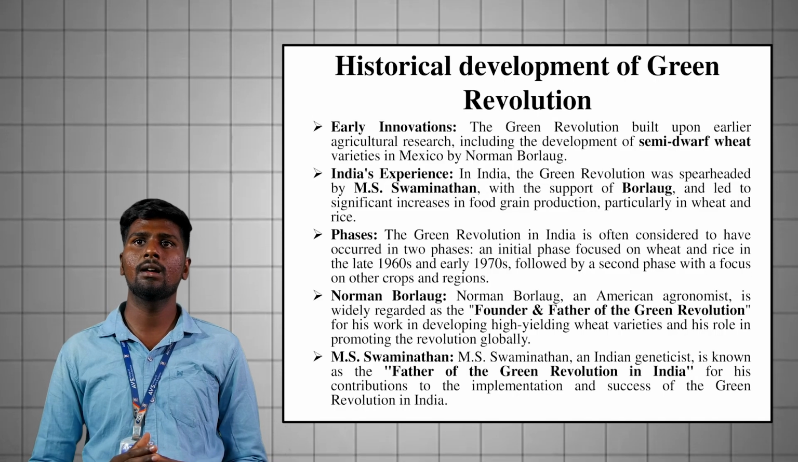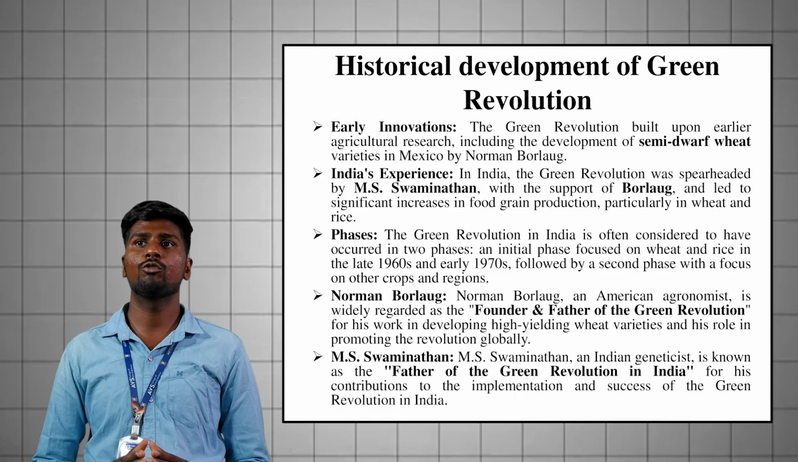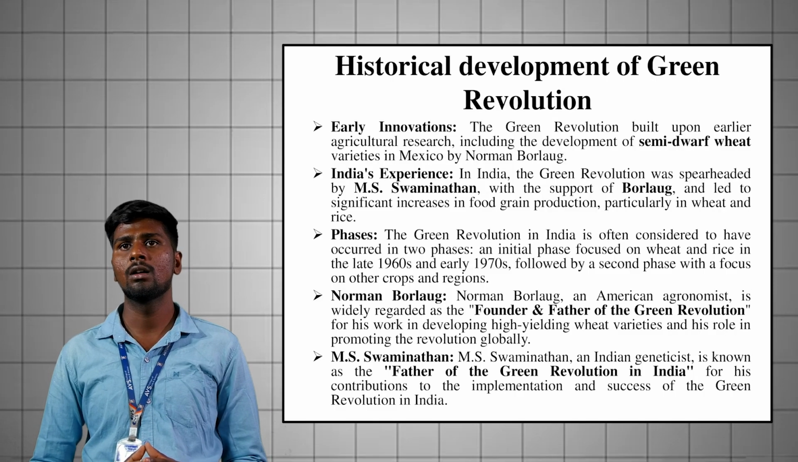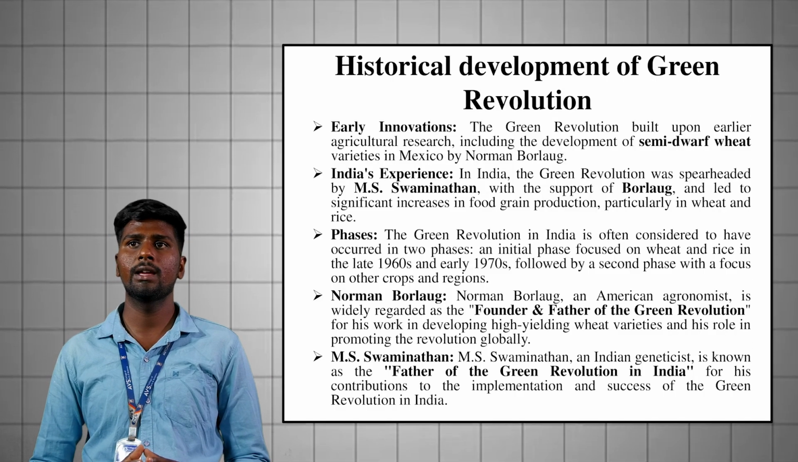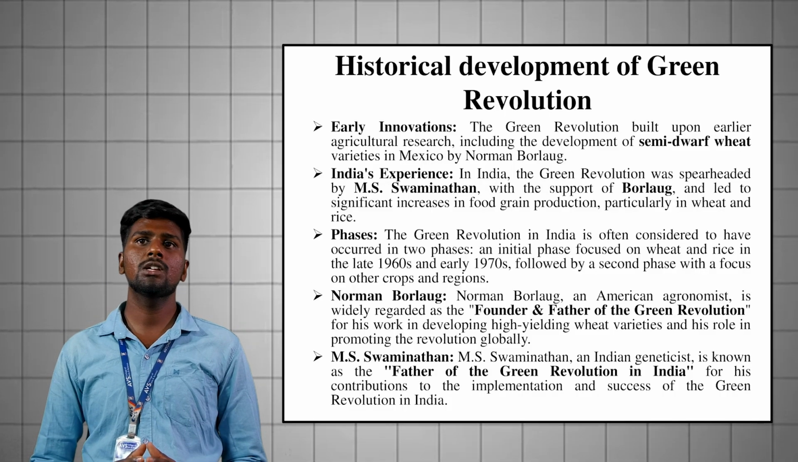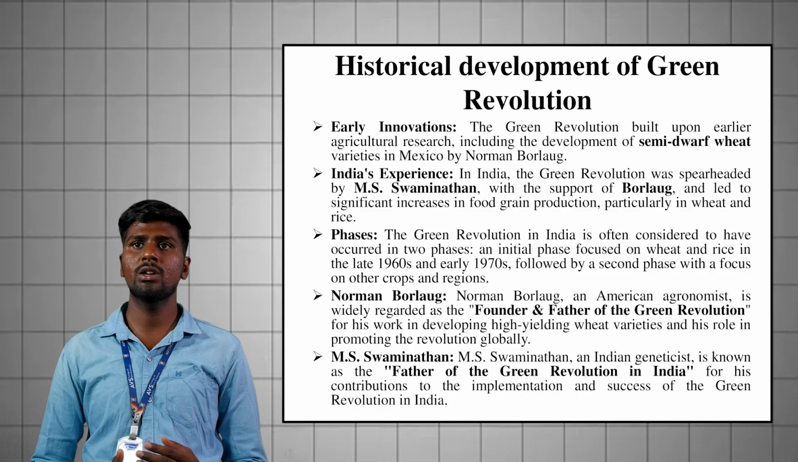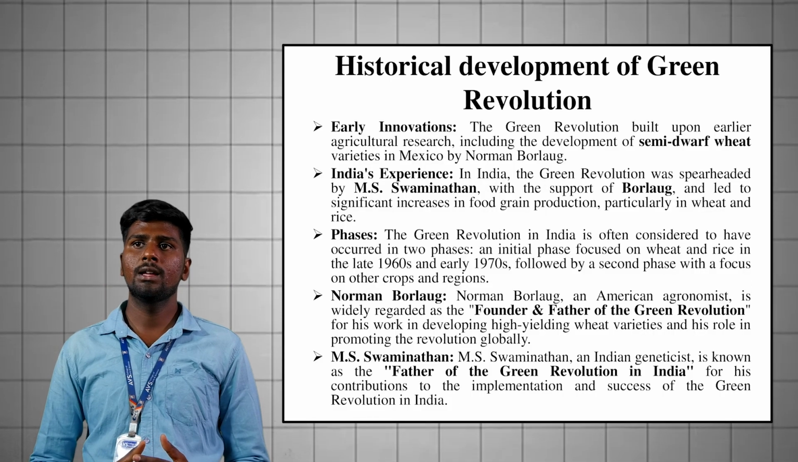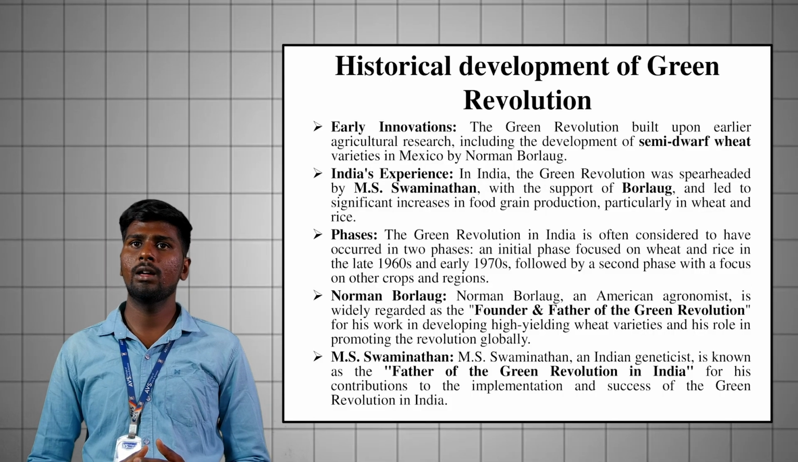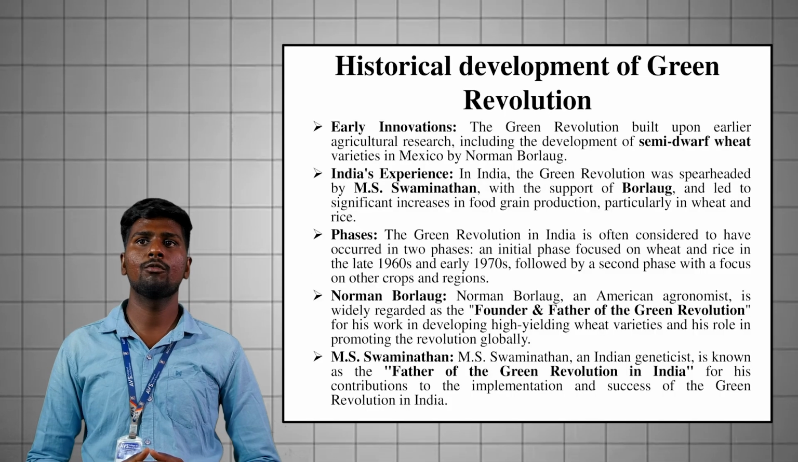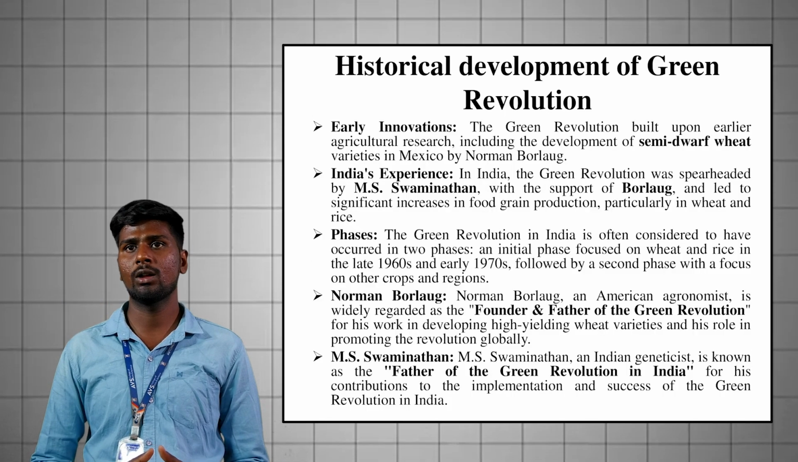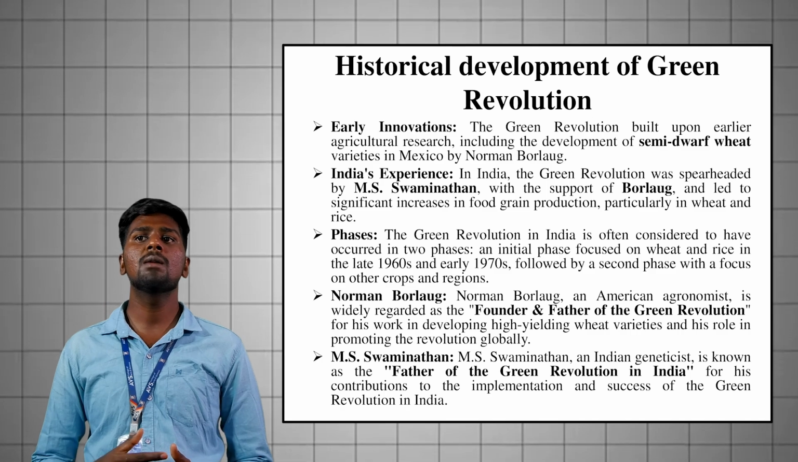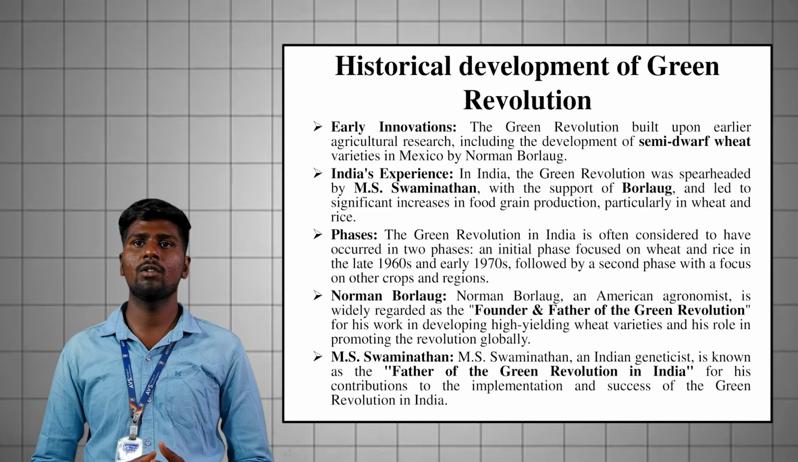Norman Borlaug is an American agronomist. He is widely recognized as the founder and father of the green revolution in the world for his work in developing high-yielding wheat varieties and his role in promoting the revolution globally. And Dr. M.S. Swaminathan is an Indian geneticist, known as the father of the green revolution in India for his contribution to the implementation and success of the green revolution in India.